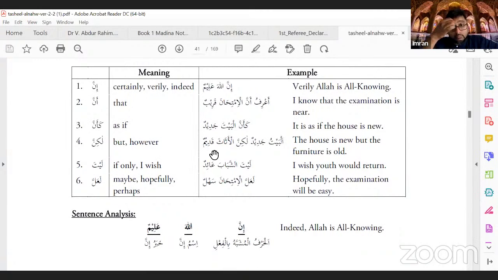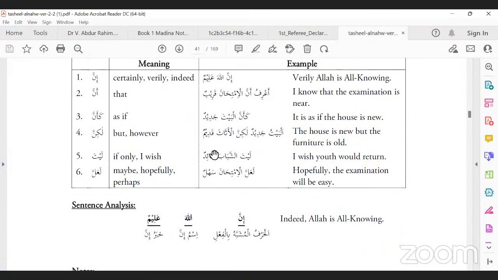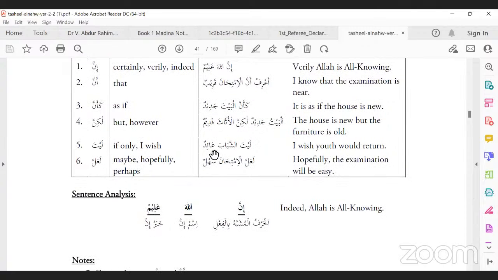Lakinna, but or however. Al-baytu jadidun lakinna al-athatha qadimun. The house is new, but the furniture is old. Number 5, layta, if only, I wish. Layta shababan a'idun, I wish youth would return. Number 6, la'alla, maybe, hopefully, perhaps. La'alla al-imtihana sahlun, hopefully the examination will be easy.